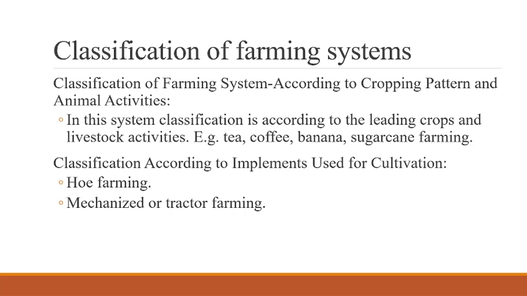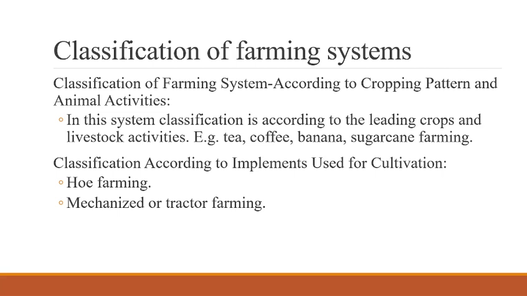Classification of farming systems according to cropping pattern and animal activities. In this system, classification is according to the leading crops and livestock activity. For example, tea, coffee, banana, and sugarcane farming. Farming systems can also be classified according to implements used for cultivation. For example, we are talking of hoe farming and mechanized or tractor farming.